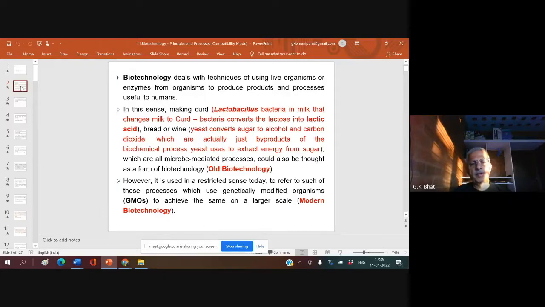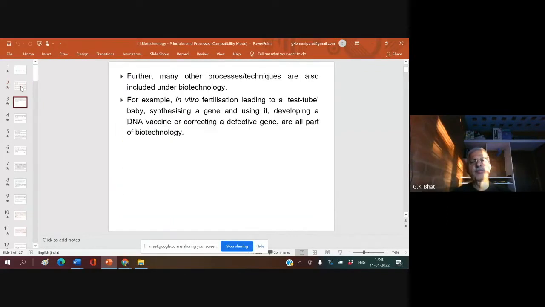However, when biotechnology is used in a restricted sense today, that is, to refer to such of those processes which use a genetically modified organism. Always ask a question, what is a GMO? Genetically modified organisms, to achieve the same on a larger scale. This is referred to as modern biotechnology. The same product in which we are interested, we are getting on a much larger scale. And that is what is generally referred to as modern biotechnology nowadays.